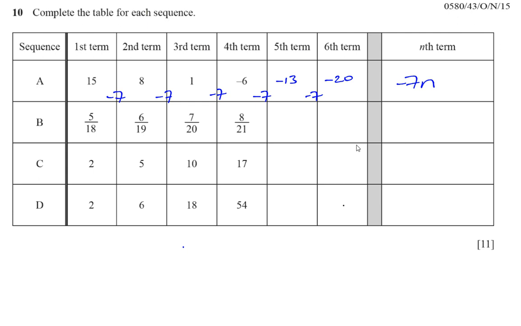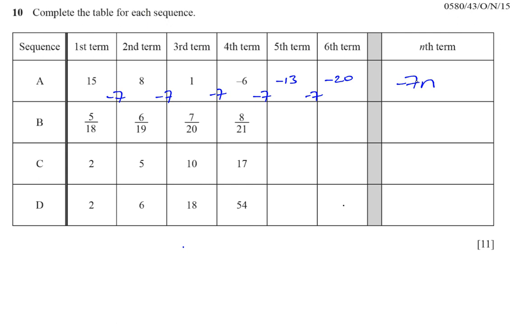Minus 7n will not give us the required numbers. However, it will make the sequence go down by 7 each time. When n equals 1, I'll have minus 7. When n equals 2, I'll have minus 14. When n equals 3, I'll have minus 21. So it will be going down by 7 each time. However, it will not start from the correct place, which is 15. So I need it to go down by 7 for each term, however, I want the first term to be 15.